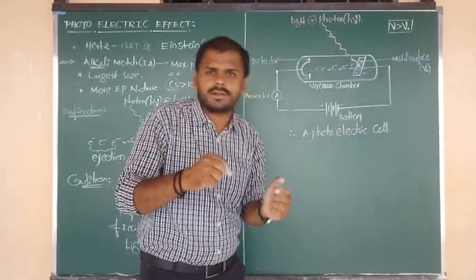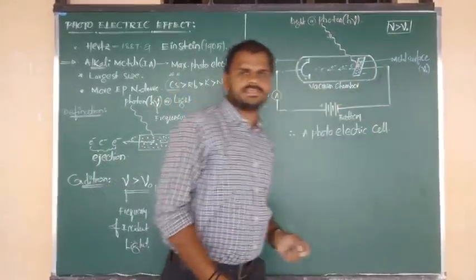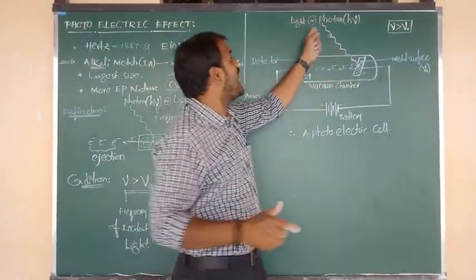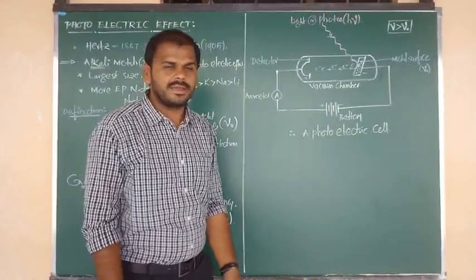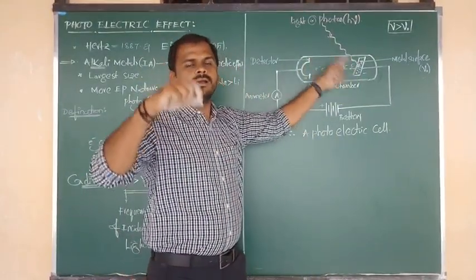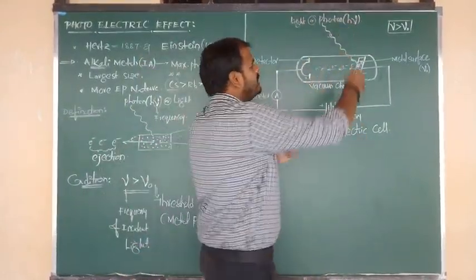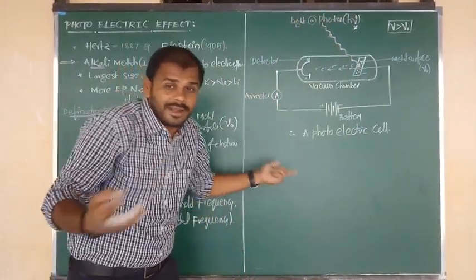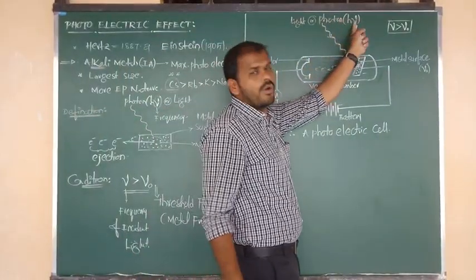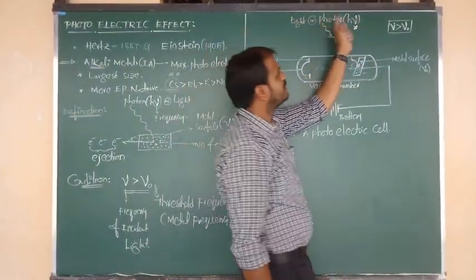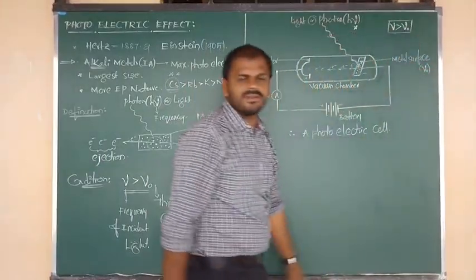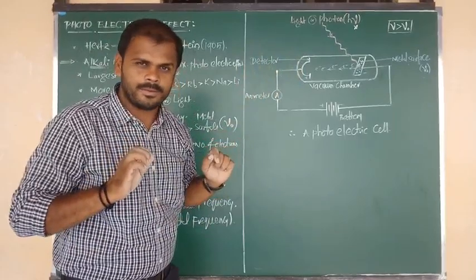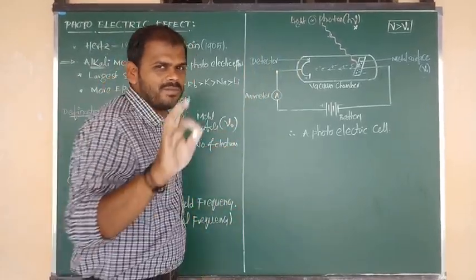Now suppose such a metal surface, which contains a number of electrons and has a threshold frequency, is exposed to a beam of light, or we can say a light with suitable frequency, the frequency being nu. The condition is that the frequency nu of the incident light must be higher than the metal's threshold frequency.